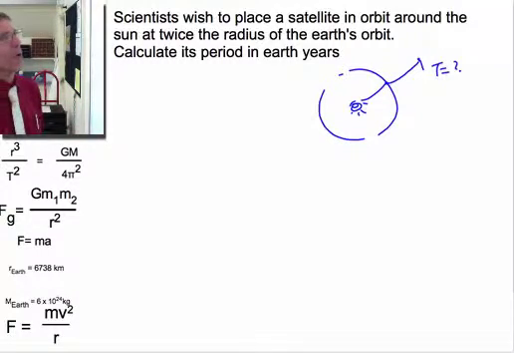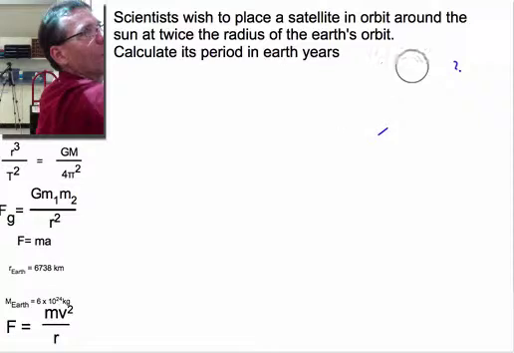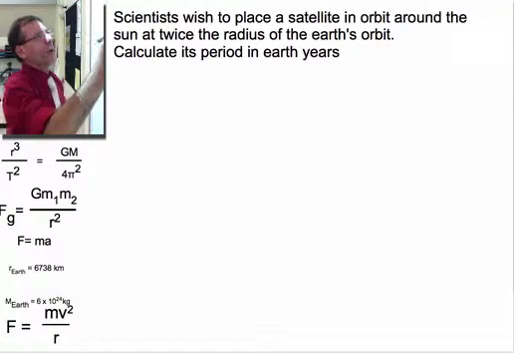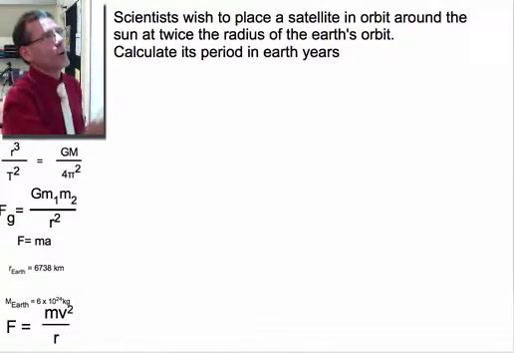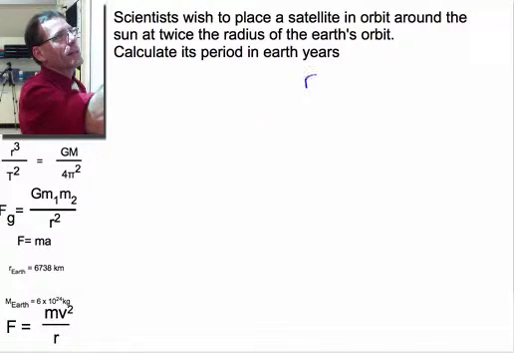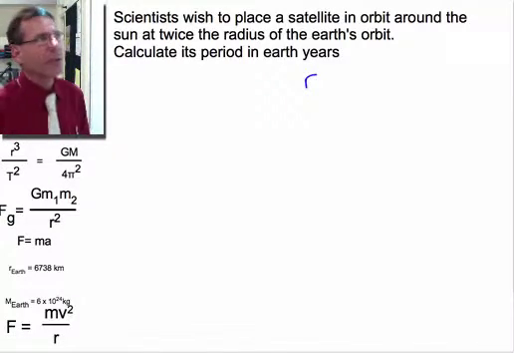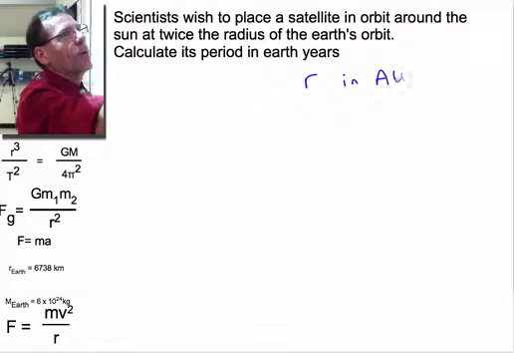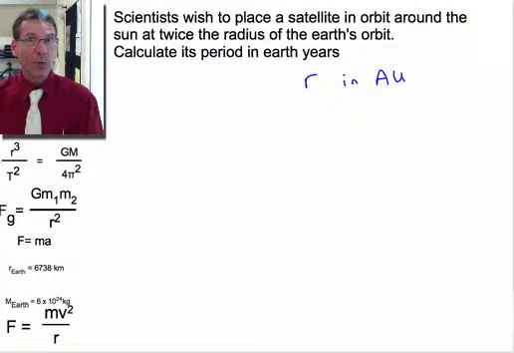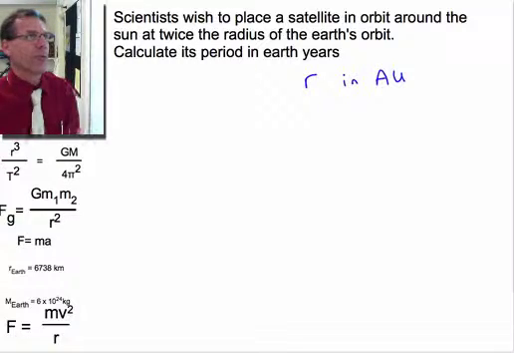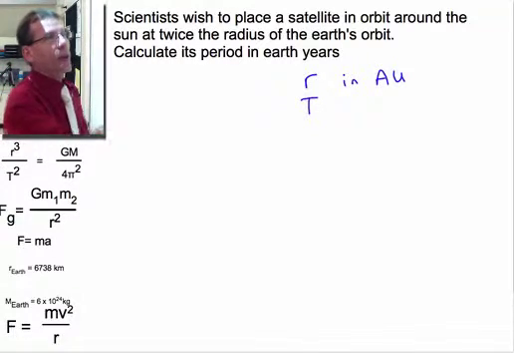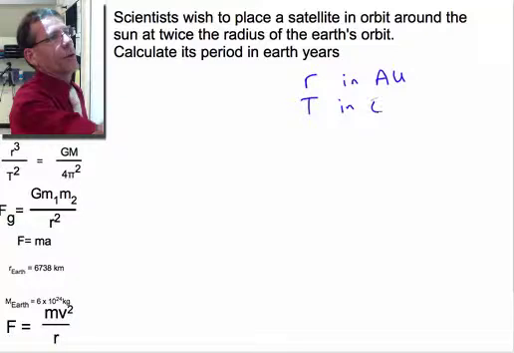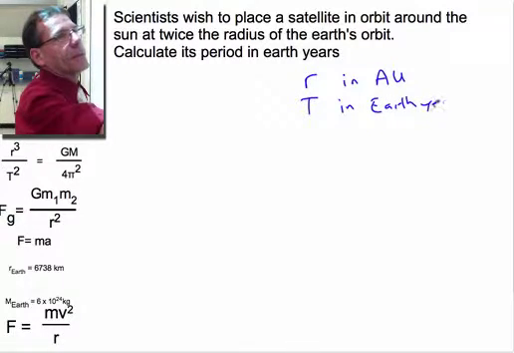This is a great example of a way to use Kepler's laws just directly. So let's use the units that are most convenient. Let's consider radius, or the distance, in AU, or astronomical units. And 1 astronomical unit is the distance from the centre of the Earth to the centre of the Sun. It's the radius of the Earth's orbit. And let's consider time. Let's measure that in Earth years.